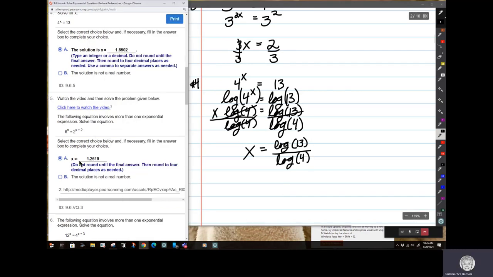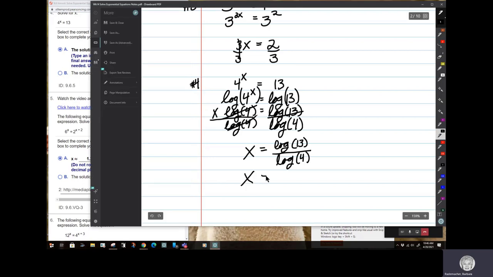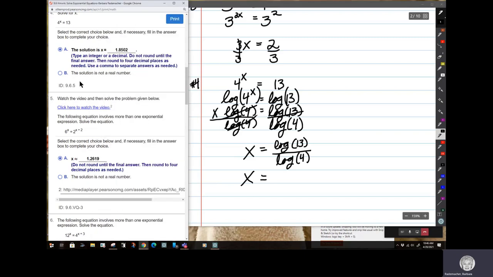Now, what they're asking for is a decimal. Do not round until the final answer, then round to 4 decimal places as needed. Here, same thing though. Type an integer or a decimal. Do not round until the final answer. That's because you get round off error. Then round to 4 decimal places as needed. Use commas to separate answers. You've only got one answer. So according to the book, the calculator answer you get, if you're careful to close your parentheses, is 1.8502.